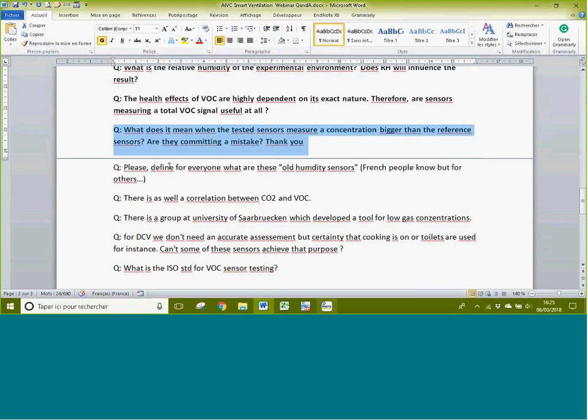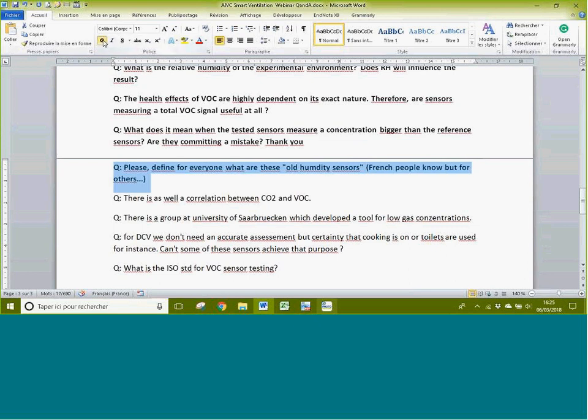Okay, so please define what is an old humidity sensor. I think it was related to the question you were answering about the humidity able to be correlated with the... Maybe I should have a look from who asked the question on humidity sensor. I think it's sensors used in typical French DCV, sensors used since 30 years in France.